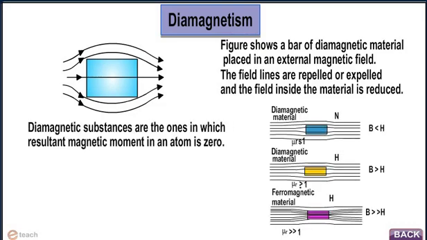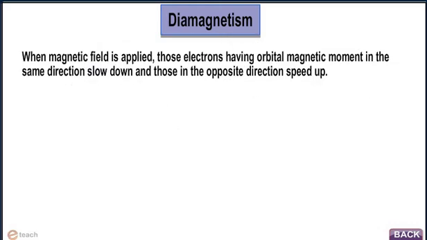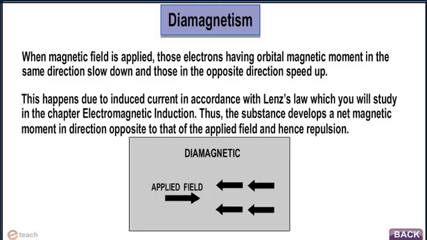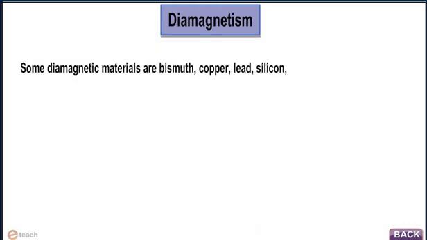Diamagnetic substances are the ones in which the resultant magnetic moment in an atom is zero. When magnetic field is applied, those electrons having orbital magnetic moment in the same direction slow down and those in the opposite direction speed up. This happens due to induced current in accordance with Lenz's law, which you will study in the chapter Electromagnetic Induction. Thus, the substance develops a net magnetic moment in a direction opposite to that of the applied field and hence repulsion.